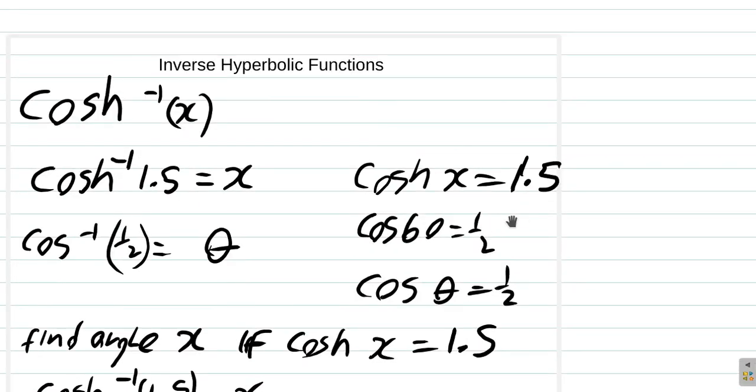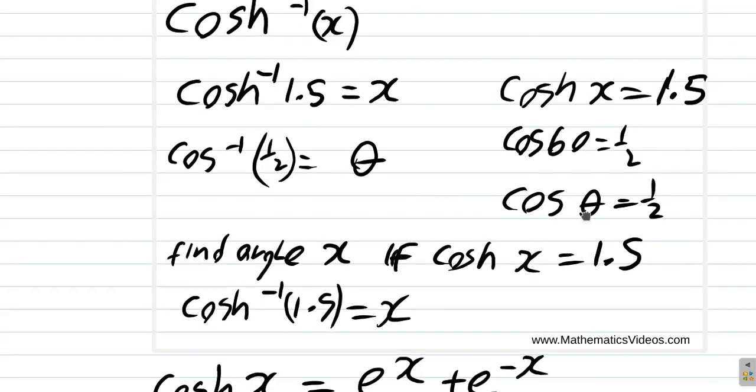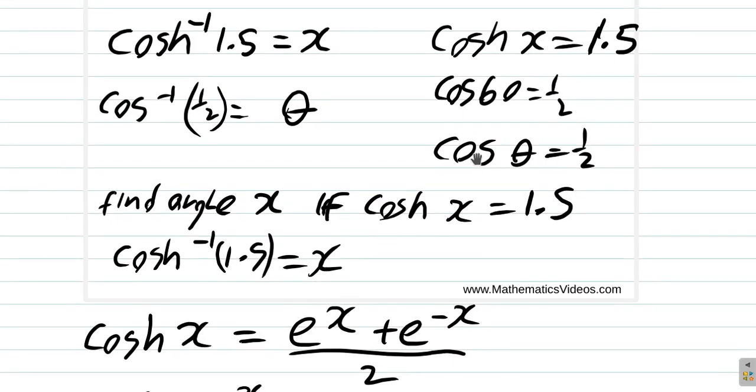Now let's see what we have here and see what would go on. The hyperbolic cosine of x is 1.5. Alright? I mean, the cosh, the hyperbolic cosine of x, right, is 1.5.